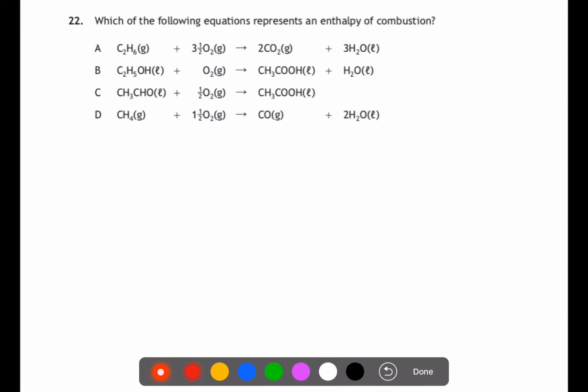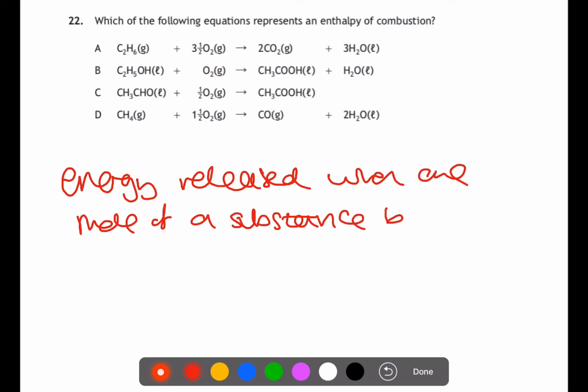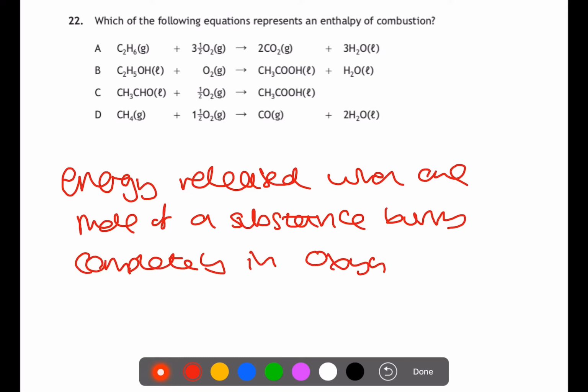Question 22. Which of the following equations represents an enthalpy of combustion? So the definition for an enthalpy of combustion is the energy released when 1 mole of a substance burns completely in oxygen. So all of these have 1 mole of a substance burning. They're all burning in oxygen. For complete combustion of any hydrocarbon or carbohydrate, we would get carbon dioxide and water being produced. So the only reaction which has carbon dioxide and water being produced is A.